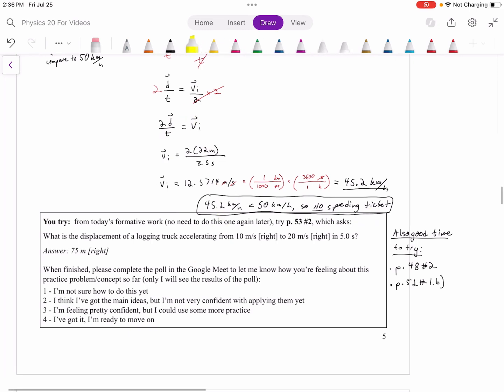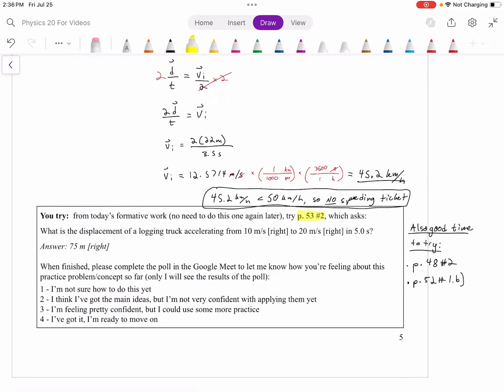Okay, so now pause the video. For sure do this one. Okay, go ahead and try this one. I always put it in directly, so you don't have to go flip open the textbook if you don't have it on hand. Okay, compare to your answer there.